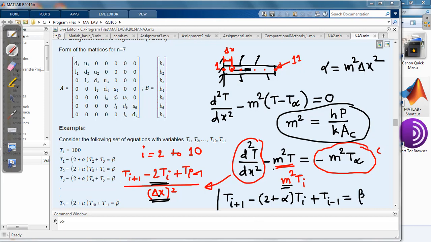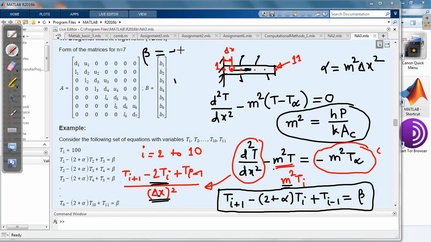So for any intermediate point, what is beta? This beta is basically minus m square T infinity into delta x square. So if you just simplify, you will get this format. For any intermediate point, for i equal to 2 to 10, in this case these are the intermediate grid points, you can write this equation. The same equation has been written here.